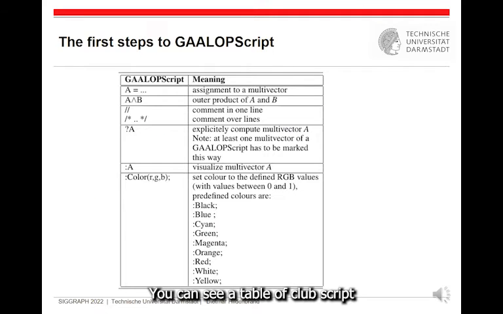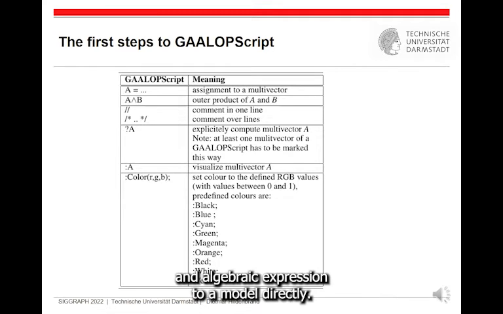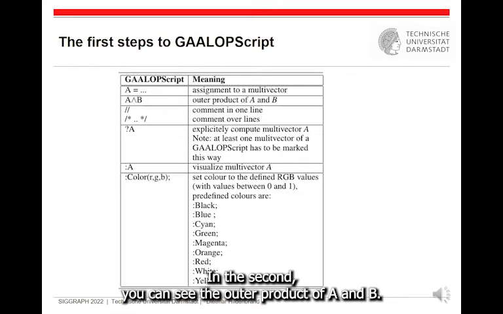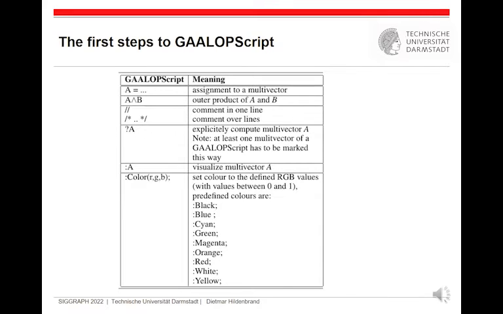Here you can see a table of Gallop script notations together with their meaning. In the first line, you can see how you can assign an algebraic expression to a multivector A. In the second, you can see the outer product of A and B. In the third line, you can see how you can comment one line or comment over some lines. In principle, this is the same as in C++.